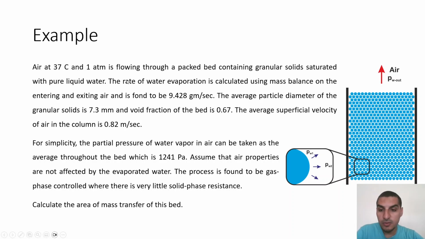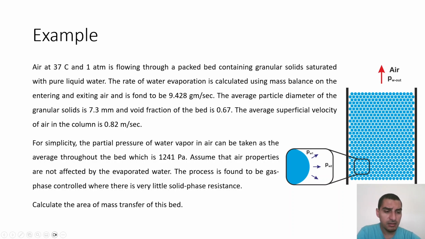We know the average particle diameter, which is 7.3, of the granular solids, and we know the void fraction, which is 0.67. The average superficial velocity of air is 0.82. So we know all this information. There is one detail here that we need to know before we proceed with reading the rest of the problem statement, which is regarding the driving force.